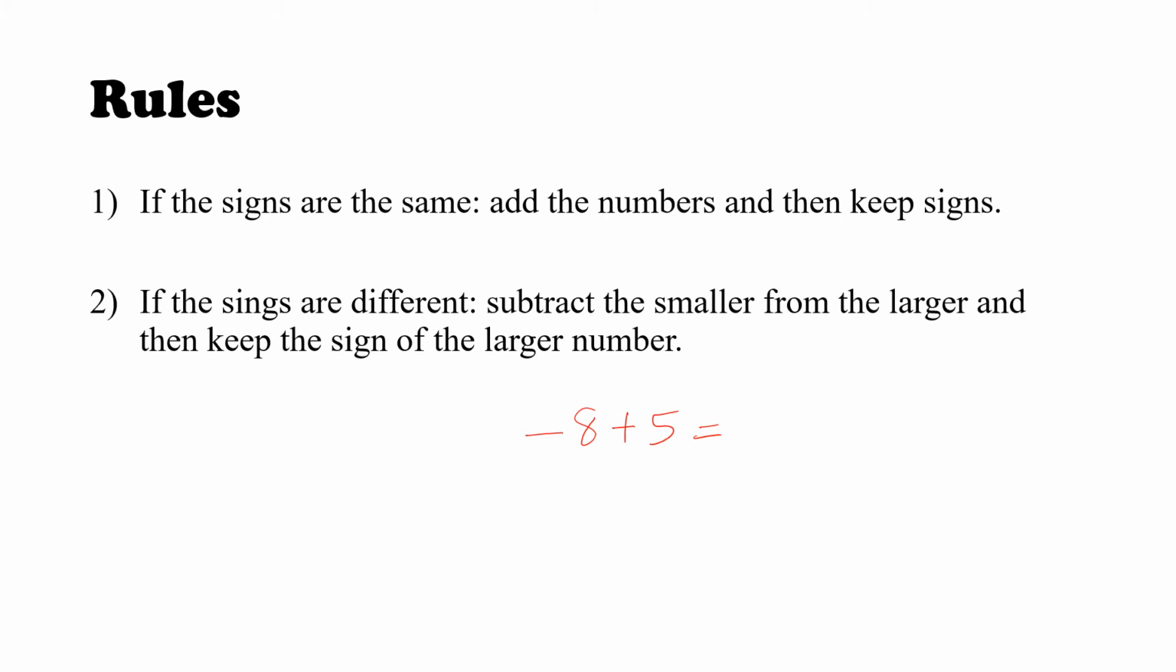What does the rule say? If the signs are different, subtract the smaller number from the bigger number. So let me do that first. Because the signs are different, one is negative, one is positive, so according to the rule, subtract the smaller number from the bigger number. If I take away 5 from 8, I will end up with 3.